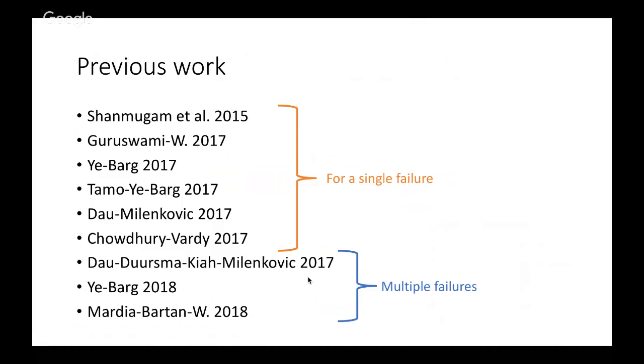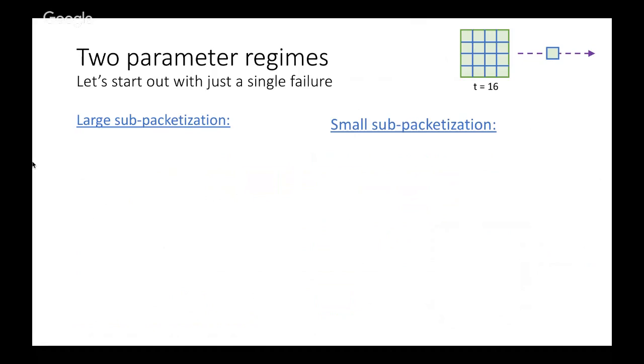And yeah, since then, there's been a fair amount of work over the past few years, most of it focusing on the single failure case, but then a couple of works in the past few years focusing on the multiple failure case. So let me summarize what's known. To summarize what's known, I need to break things up into two different parameter regimes. So again, I'm just going to start out thinking about a single failure.